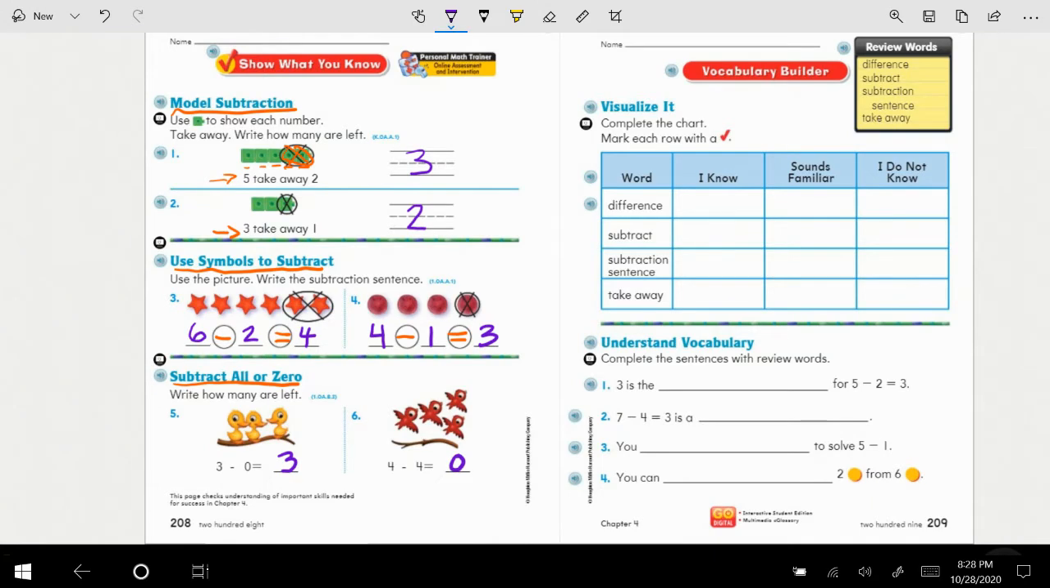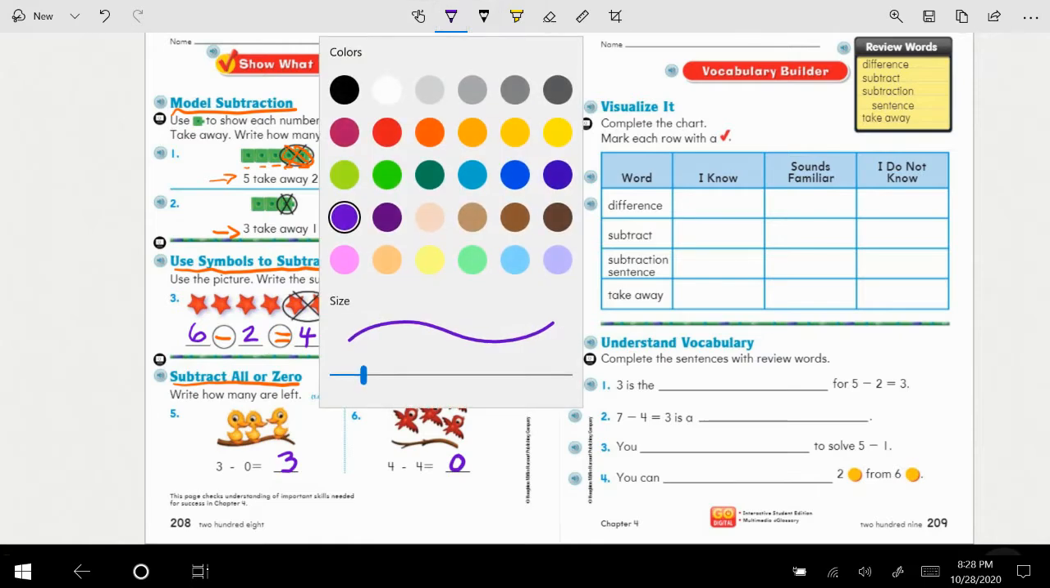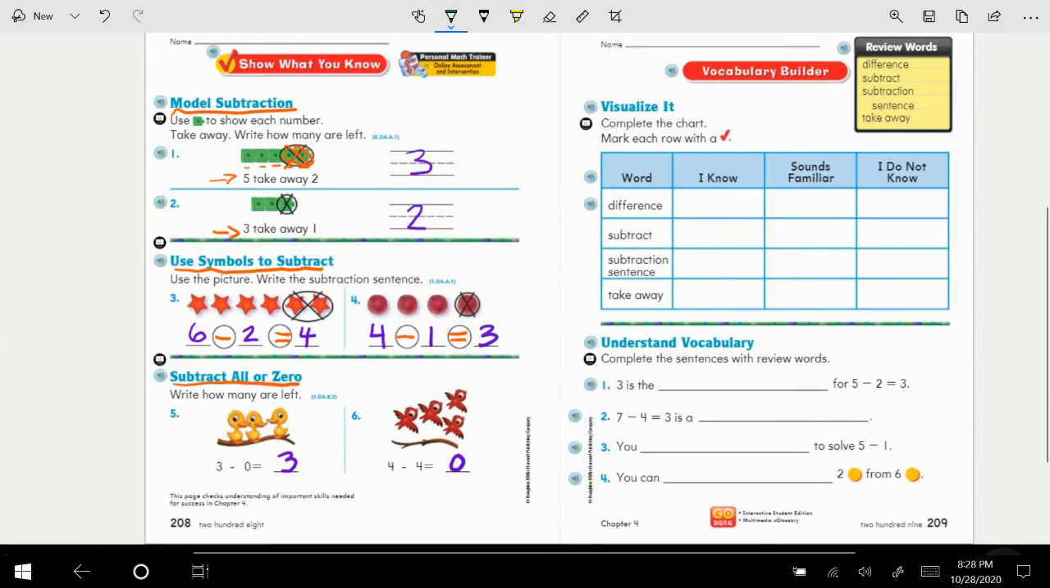Okay, go ahead and switch back to your pencil. I'm just going to pick another color. And we are coming over here to the heading, Visualize It. Here in this Visualize It section, you are supposed to do some thinking about what you know. So this is not something where there's a right answer or a wrong answer. This is all about thinking to yourself how you feel about these different things.